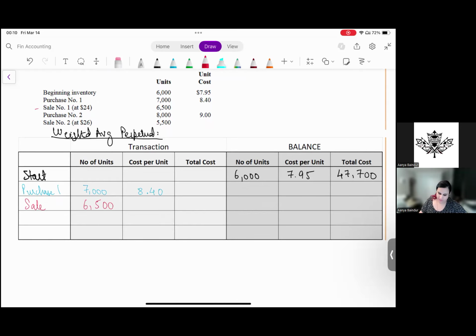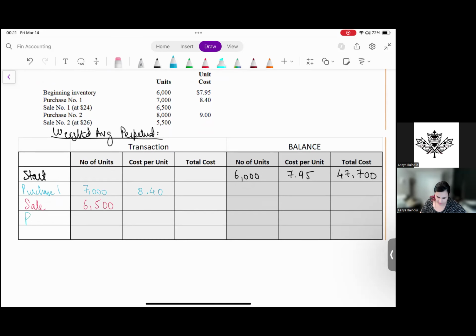6,500. Now, a common mistake that people make in this case is they'll put $24 here, the one here. But remember, the selling price does not matter. We do not care about the selling price right now. We are only caring about how much the purchase price is and what our carrying value is.